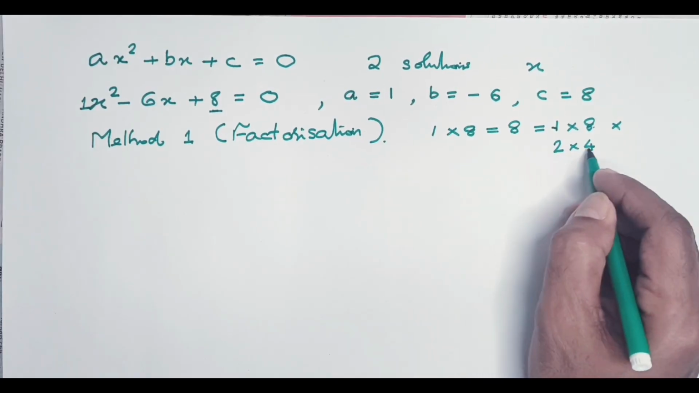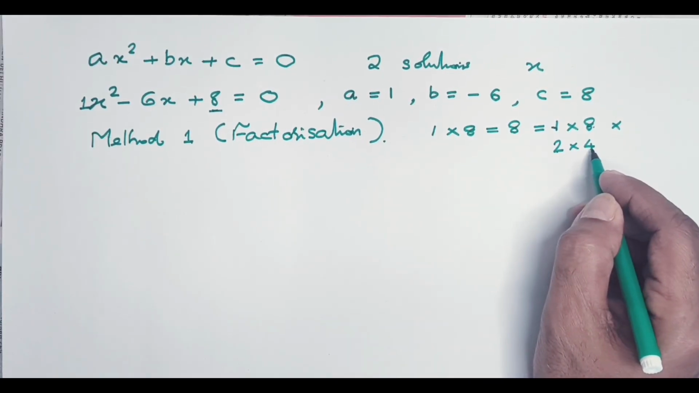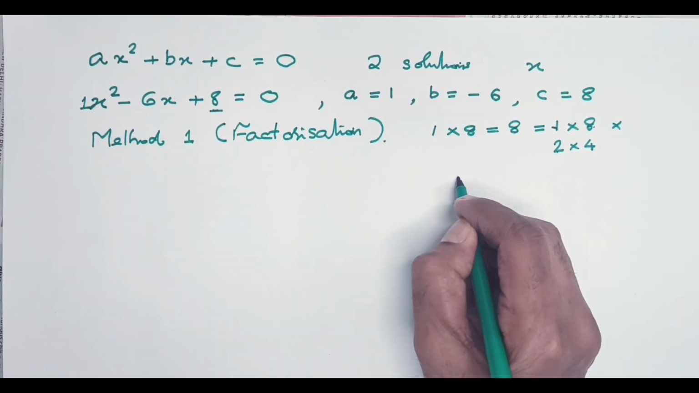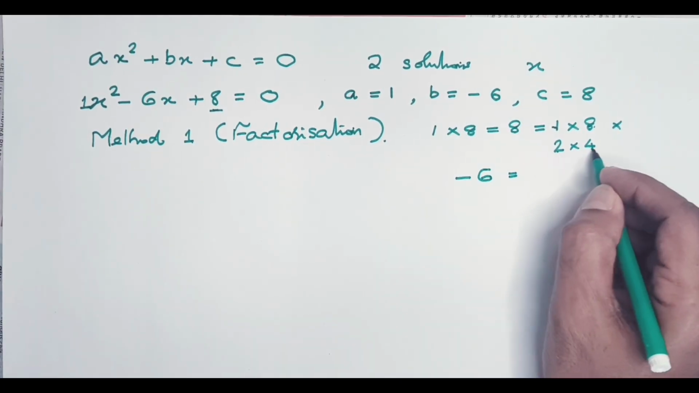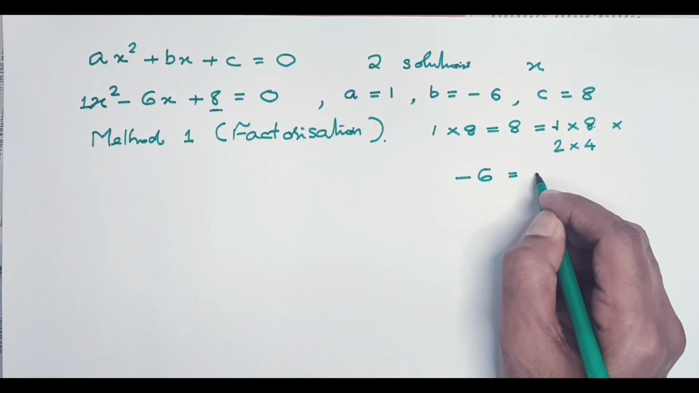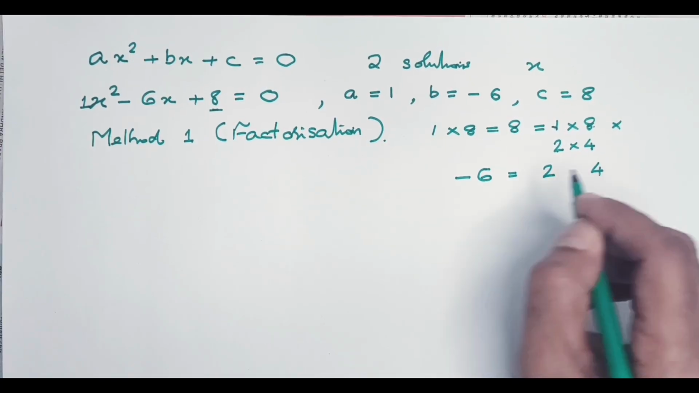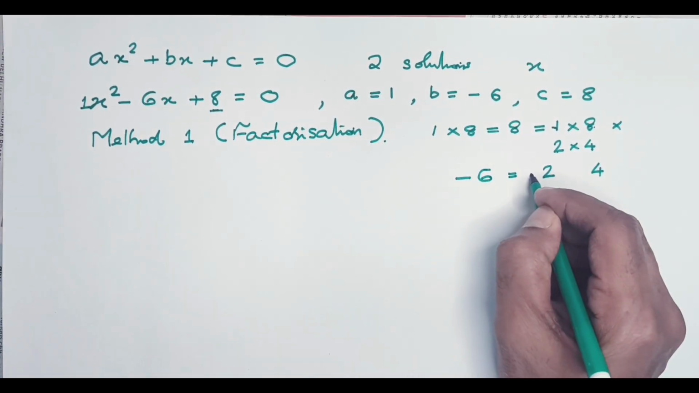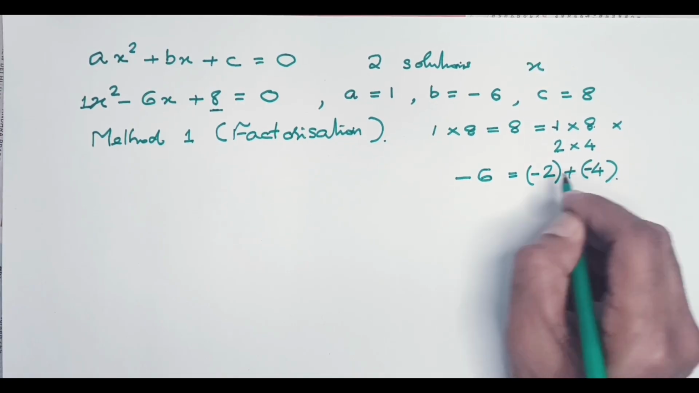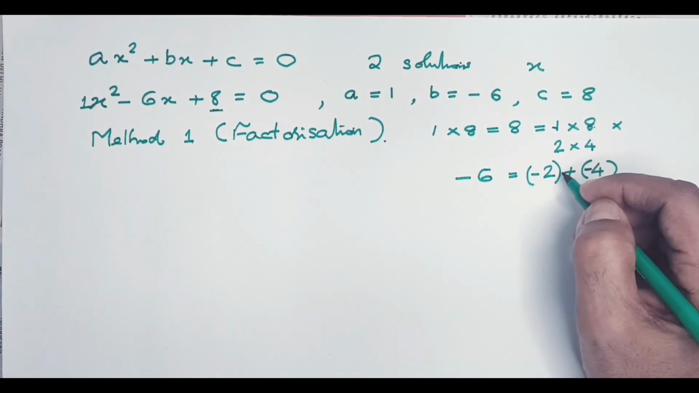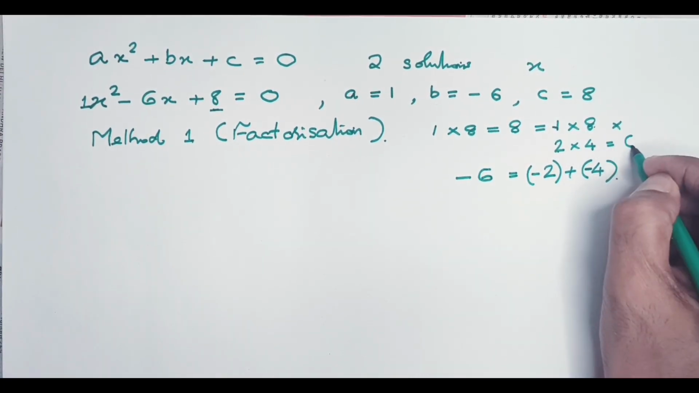Now you take this factorization, 2 multiplied by 4. The coefficient of x, that is the middle term, is minus 6. You can generate it as the sum of these two numbers. If you write 2 and 4, you will get 6, but you won't get minus. So what we do is, put a minus sign here, then put a minus sign here. This sum is minus 6. And this you can further write like this.